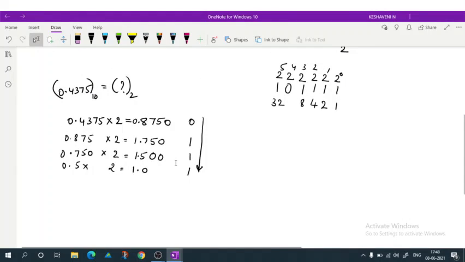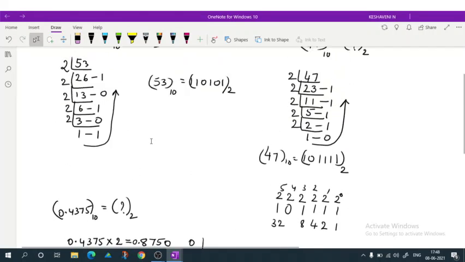Therefore I can write now 0.4375 is equal to 0.0111 in binary. Now I'll show you one more example.